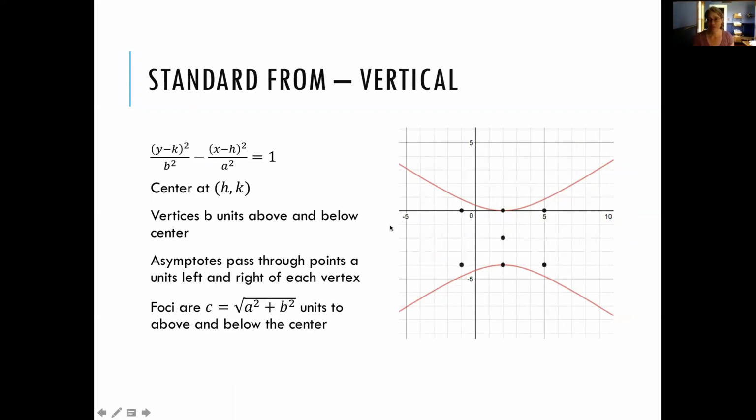We can also have vertical hyperbolas, and vertical hyperbolas open up and down. The only difference is that the y term comes first. So we have (y minus k) squared over b squared minus (x minus h) squared over a squared, and these will always equal 1. Everything else is pretty much the same. We're still centered at the coordinates (h, k). We have vertices now b units above and below.